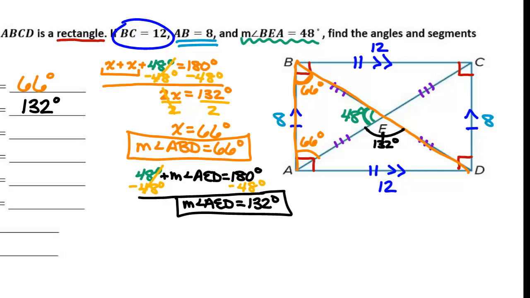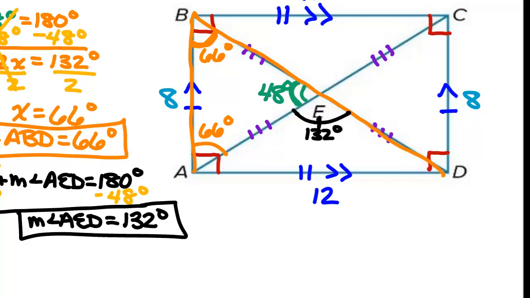EAD. Now we want EAD. We want this angle right here. There's a couple ways I could go about finding this. This is also an isosceles triangle down here. So I could do it just like I found ABD. I could do X plus 132 degrees equals 180.